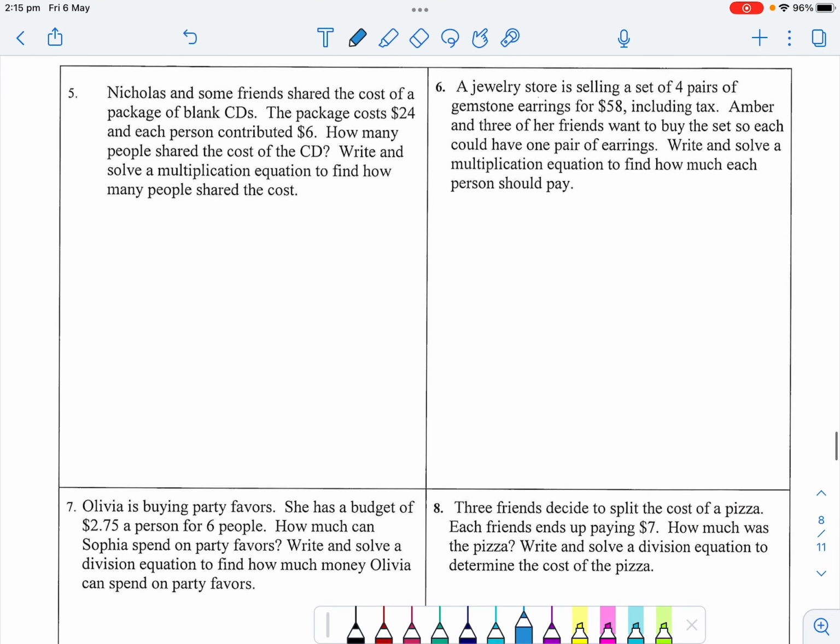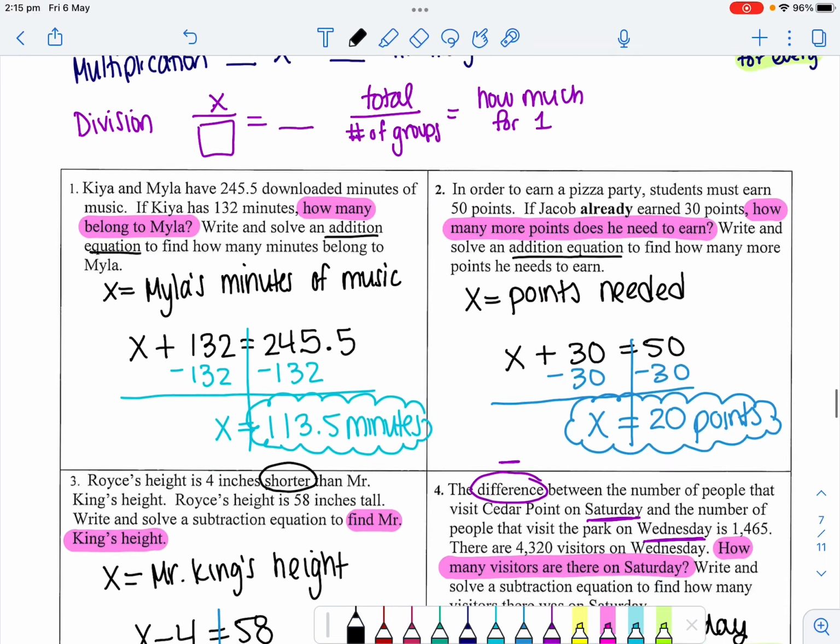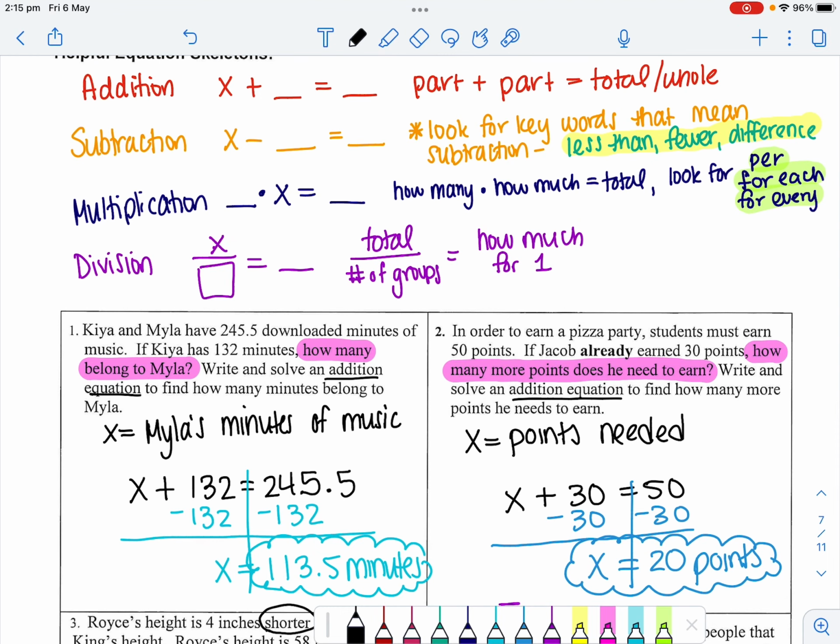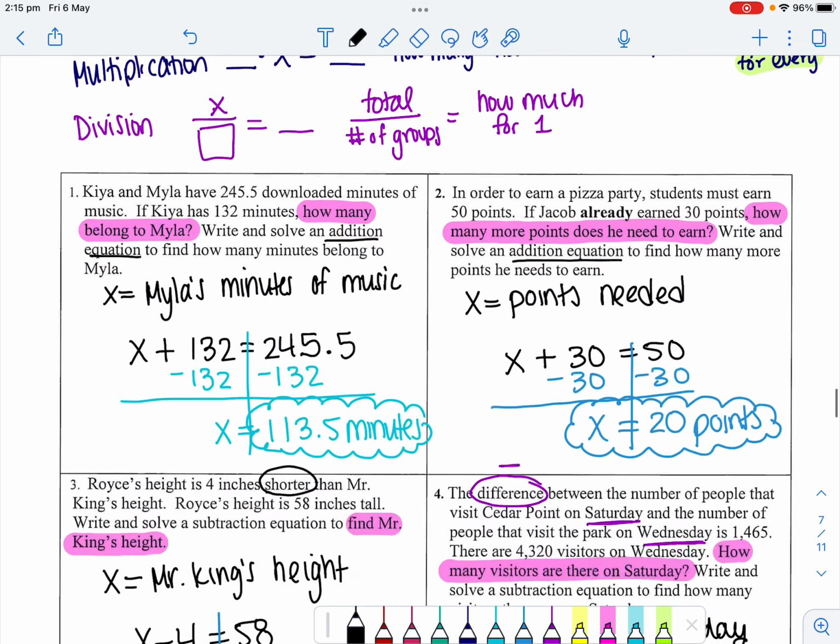So number 5 says Nicholas and some friends shared the cost of a package of blank CDs. The package cost $24, so that's the total, and each person contributed $6. How many people shared the cost of the CD? So here is my variable. So x is going to be the number of people. Write and solve a multiplication equation to find out how many people shared the cost. So it says the package cost $24. That is the total. So remember, in our skeleton, it says something times x equals the total. So how many times how much equals the total.